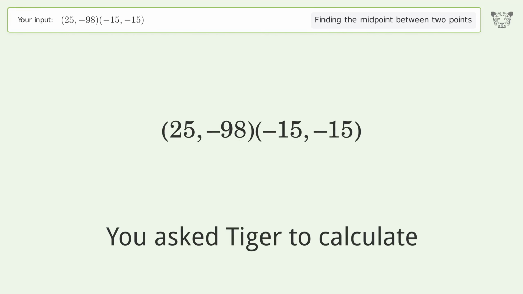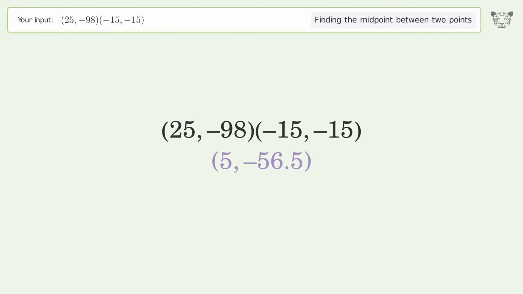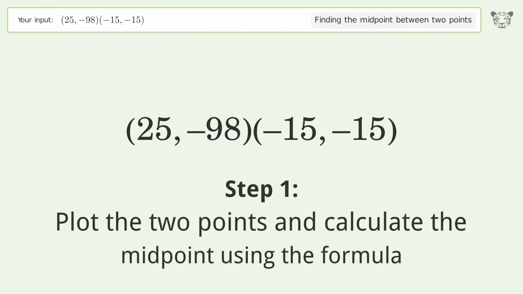You ask Tiger to calculate. This deals with finding the midpoint between 2 points. The midpoint between the 2 points is 5, negative 56.5. Let's solve it step by step. Plot the 2 points and calculate the midpoint using the formula.